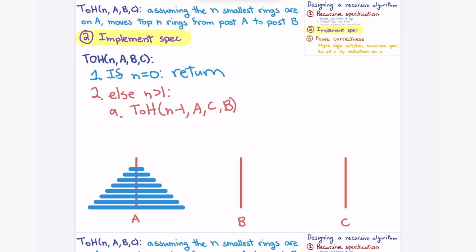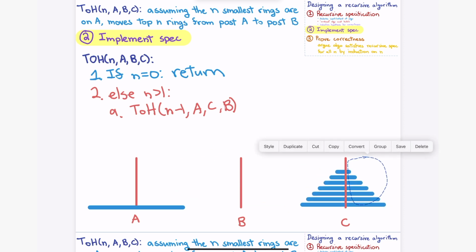So now we have to be a little bit careful about the sentence. Whatever B is, the post we're moving to, and whatever C is, sort of our leftover post. In this case, I think what we want to do is move the top N minus 1 out of the way so we can move the bottom to B. Okay, so we'll write C instead of B and we'll swap them.